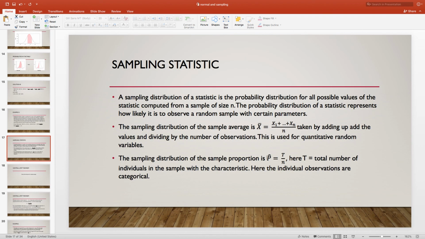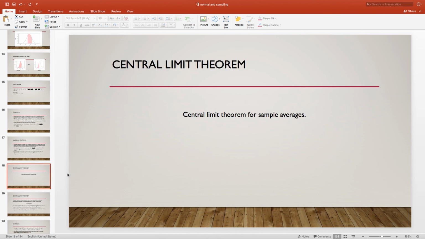Okay, the sample proportion is typically normally distributed, but it needs to meet a few requirements. Okay, and we're going to talk more about both of these next time when we talk about the central limit theorem. Okay, so thank you.